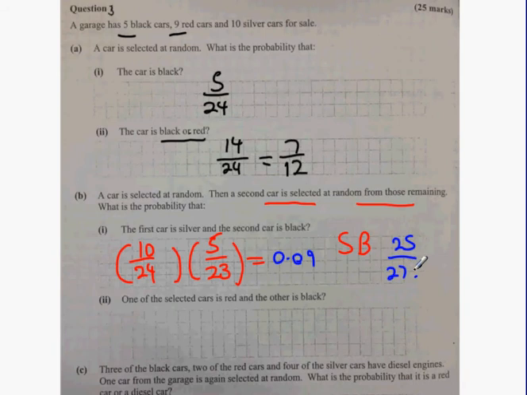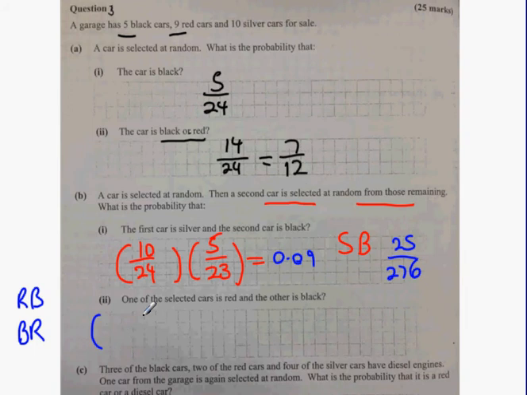25 over 276. Now guys, read the language of the next question. One of the selected cars is red and the other is black. What does that mean? One is red, one is black. What 2 combinations qualify? Red, black, or black, red. Both combinations qualify for one being black and one being red.